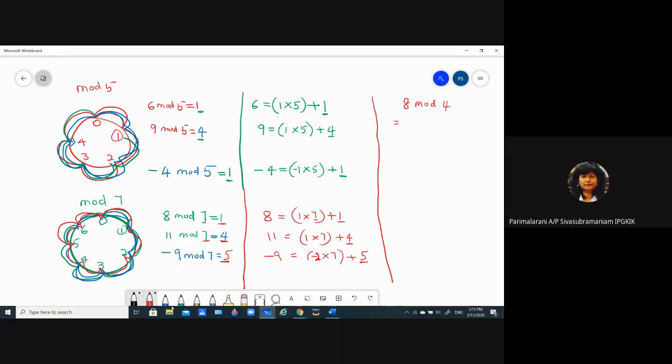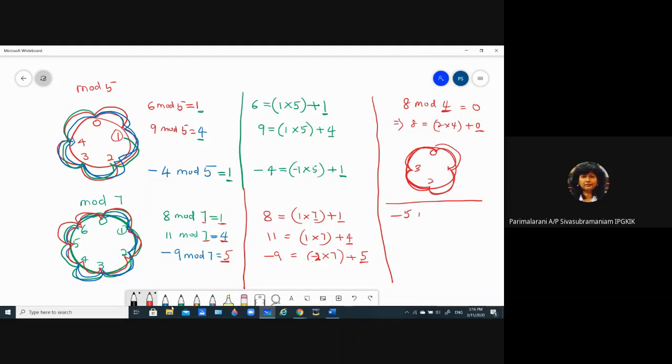If you use calculation, you know that 8 mod 4, 8 is equal to 2 times 4, and there's no remainder. So this is 0. If you use a clock face, this is mod 4. Mod 4 means you must draw 0, 1, 2, 3. And then 8 mod 4: 1, 2, 3, 4, 5, 6, 7, 8. You end up at 0. So it's 0. Okay? One more.